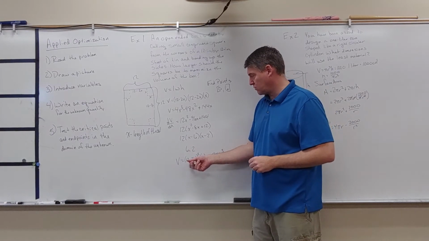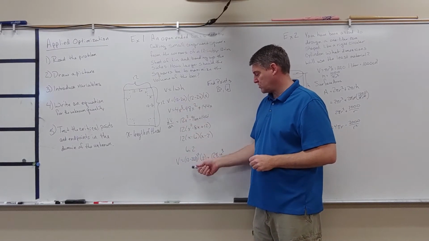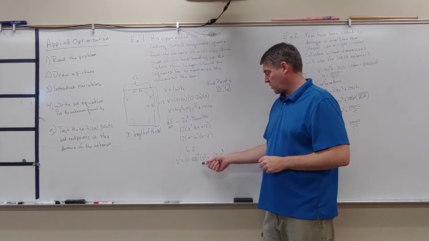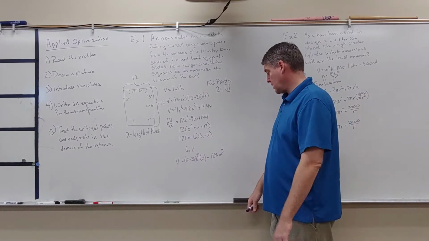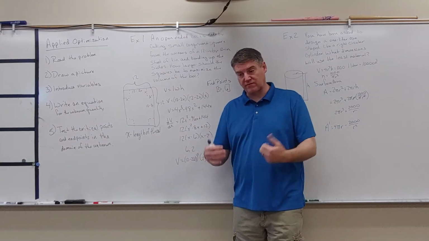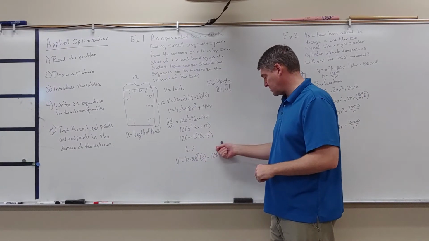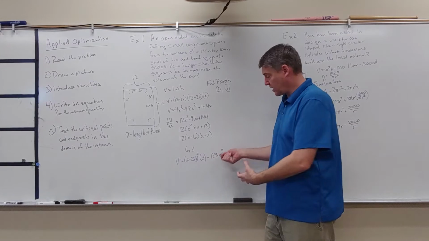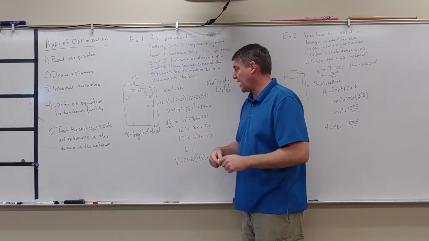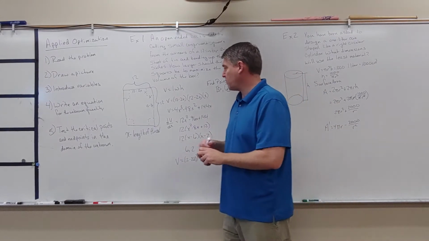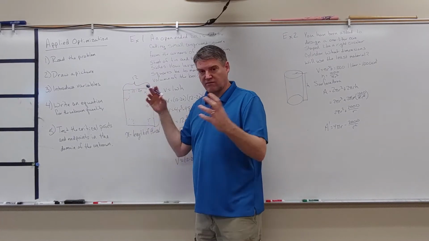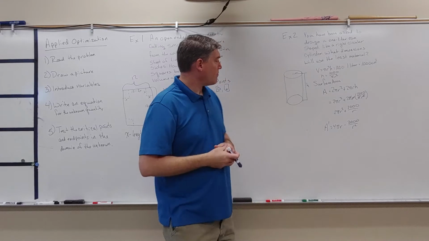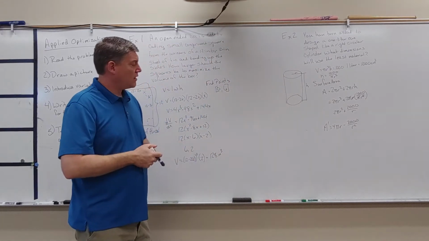So I'm going to plug in 2, so I get 12 minus 2 times 2, quantity squared, times 2. So 12 minus 4 is 8. 8 squared is 64. 64 times 2 is 128 inches cubed. Okay, so that's my maximum volume, and it's going to occur when I take a 2-inch cutout of each corner. Okay, so that's our first one.